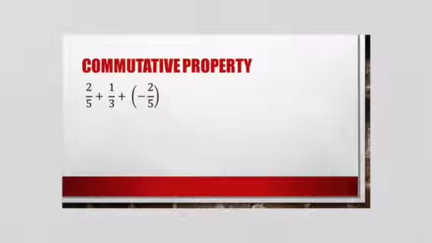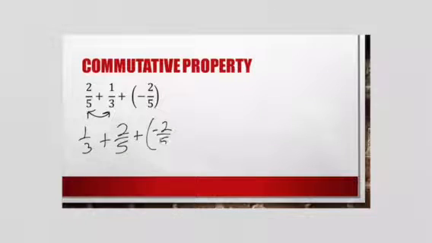Okay, so let's look at the commutative property. The commutative property simply says we can change the order in which things are done. We can switch places, if you want to call it. So when we want to switch, let's switch these two. So I'll have 1/3 plus 2/5 plus negative 2/5. Oh look, now I've got my 2/5 and my negative 2/5 together. So I might want to add those together to get 0.